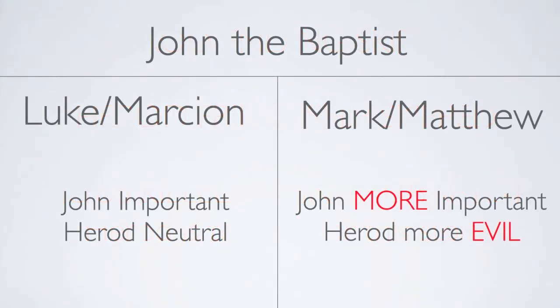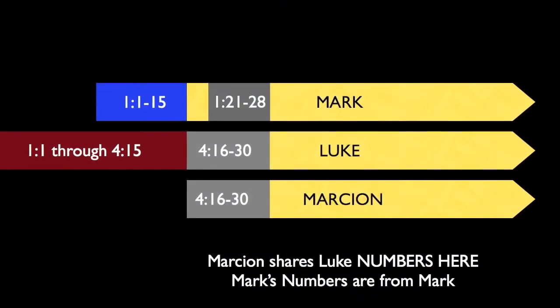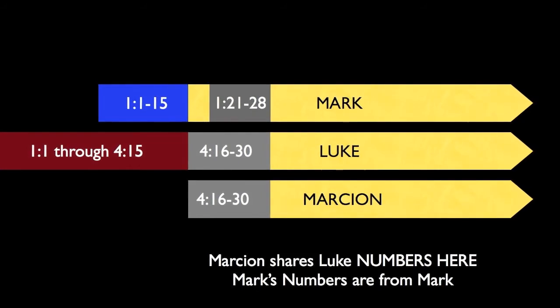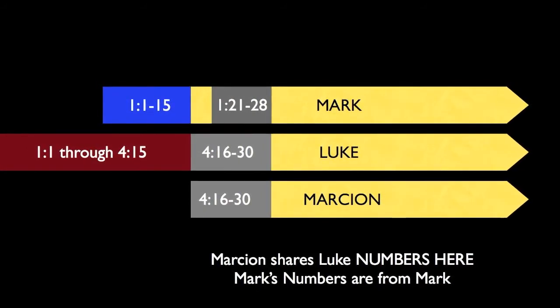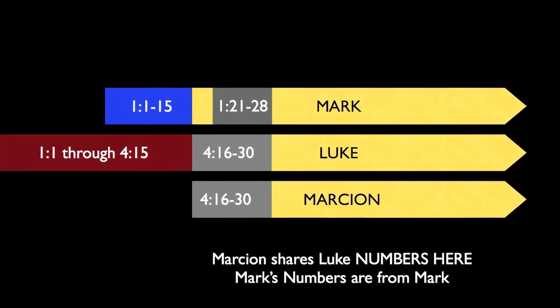Obviously, Matthew and Mark are from a different tradition than Marcion and Luke. It's a tradition that pumps up John the Baptist and dumps Herod. Marcion and Luke are mostly consistent, except that Luke includes the infancy accounts and some other smaller John the Baptist accounts in his first few chapters, but minus those chapters, Luke and Marcion are extremely consistent.